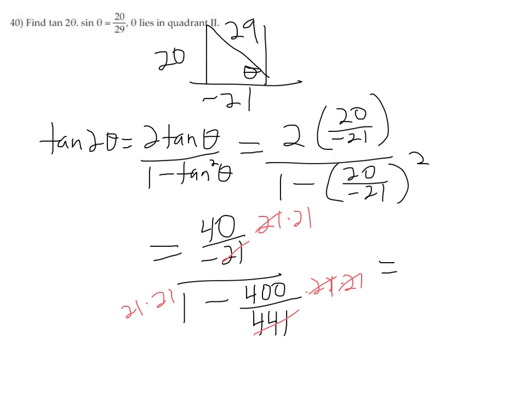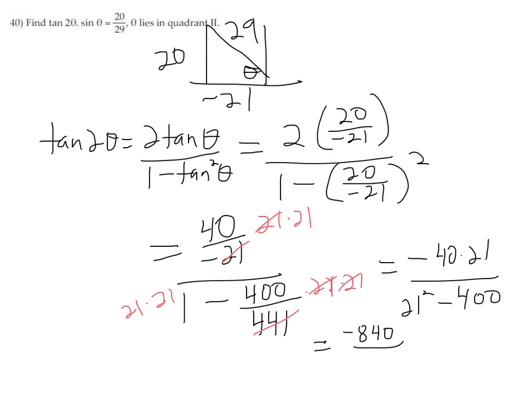So we have negative 40 times 21. The denominator, we have 21 squared minus 400. So this is 40 times 21, negative 840, over, and 21 squared minus 400 is 41. And that's the end of that one. Next question.